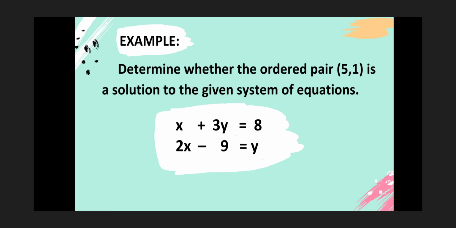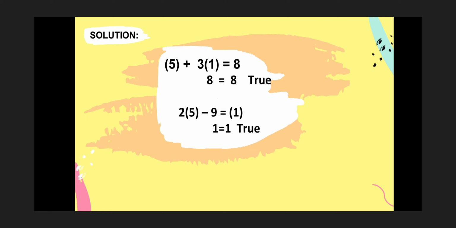So, example, dito. Determine whether the ordered pair 5 and 1 is a solution to the given system of equations. x plus 3y equals 8 and 2x minus 9 equals y. So, solution. Dun sa kanina.